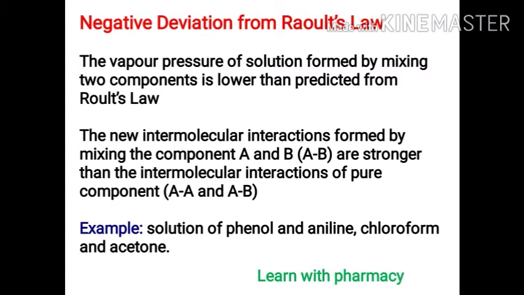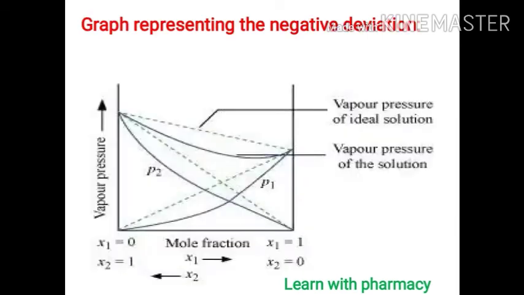Negative deviation from Raoult's law will be, the vapor pressure of the solution formed by mixing two components is lower than predicted from Raoult's law. The new intermolecular interactions formed by mixing the components A and B, A minus B, are stronger than the intermolecular interactions of pure components A minus A and B minus B. Example, a solution of phenol and aniline, chloroform and acetone. The graph below represents the negative deviation from Raoult's law.